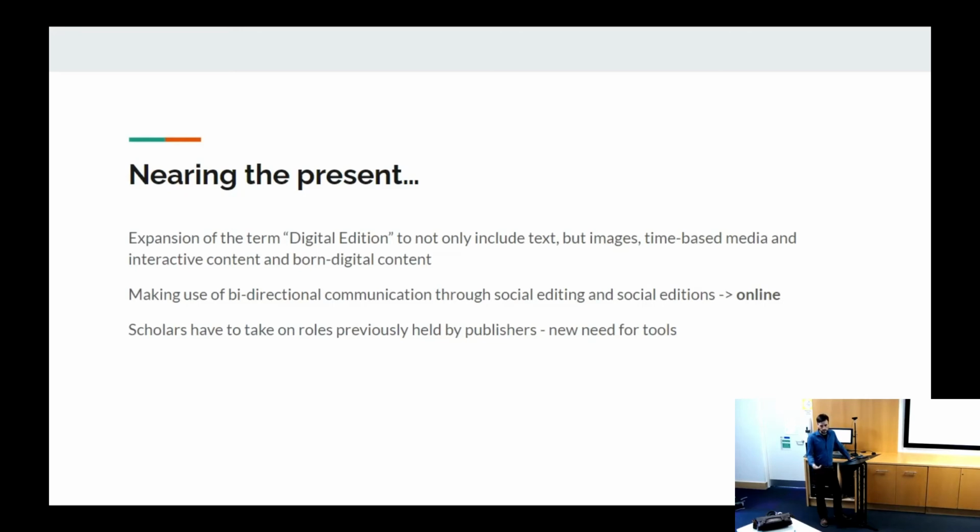And that leads, again, because there's more workload, to an increased need for tools. That's a big thing that changes once we near the present: editions are now online. It has now become the default that those editions would be online. And then in the 2010s, it also becomes clear that if you want to get EU funding for your digital edition, it would have to be open access. So you couldn't sell access to it anymore, which also means that most likely the scholar themselves would have to take care of the entire edition.